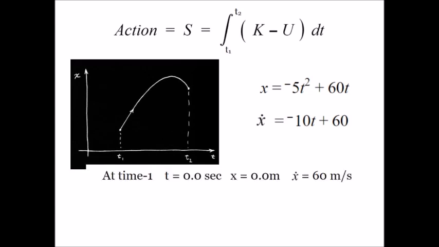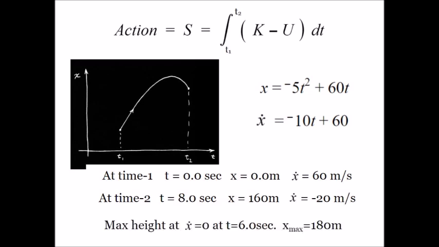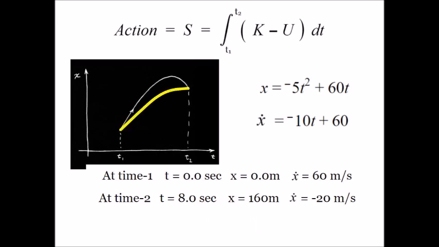There's our initial condition at t1. There's our final condition at t2. Just to show off, we can find the maximum height, which is kind of neat. And no, you say. What about this? What about this motion? Wouldn't this minimize the action? Isn't this a more economical way of getting from point 1 to point 2?